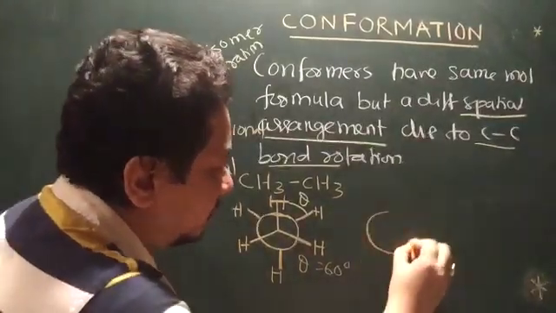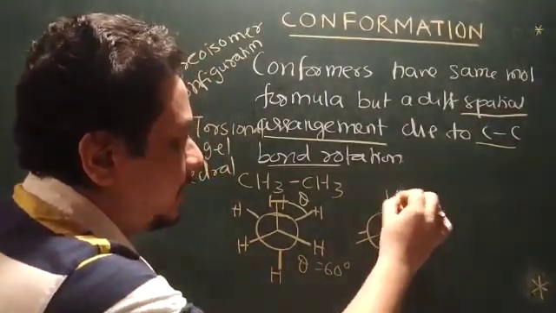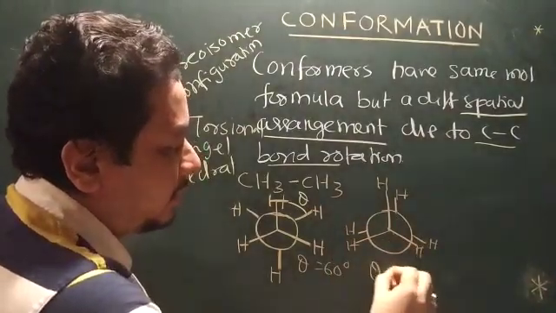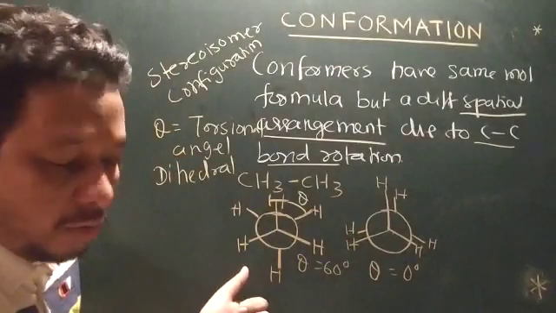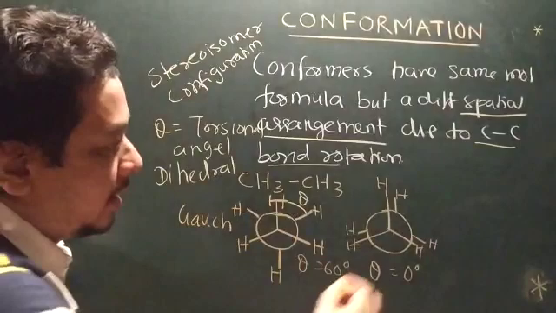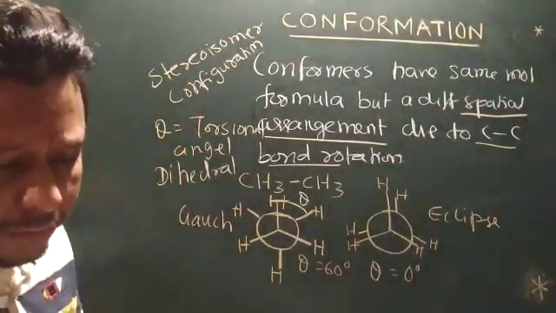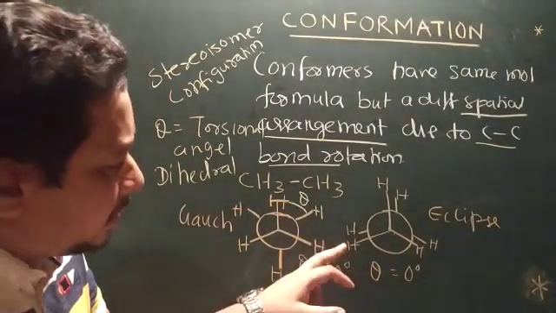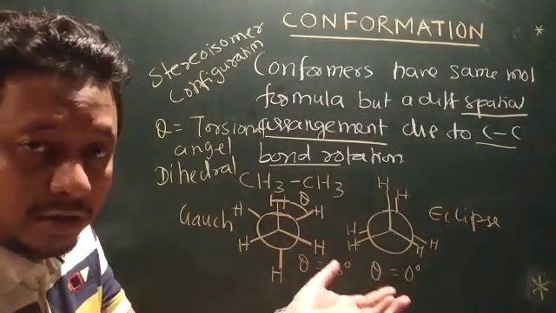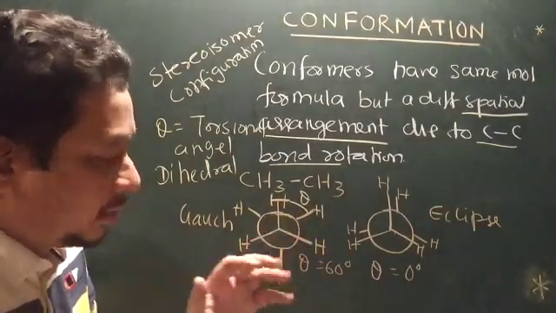Now if I go for 0 degree conformers, then you can see the hydrogens are quite close to each other. Here theta is 0 degree. Now over here we call this a gauche configuration, and this is eclipsed for the ethane. Now of course, when the hydrogens are repelling each other, it is more unstable. That's not a stable conformer. This is a stable conformer because the theta is such that the hydrogens are away.